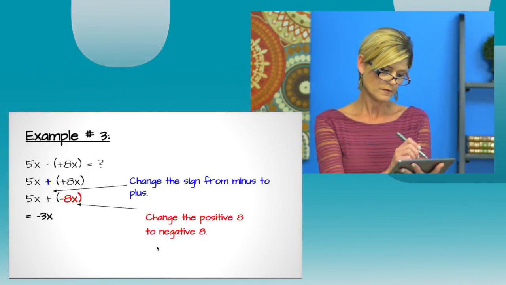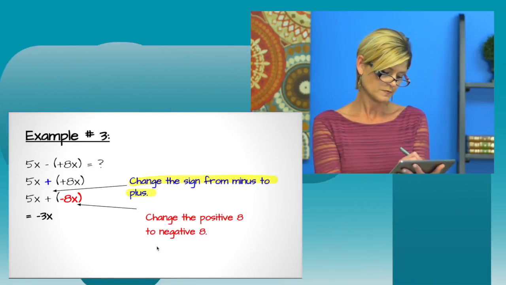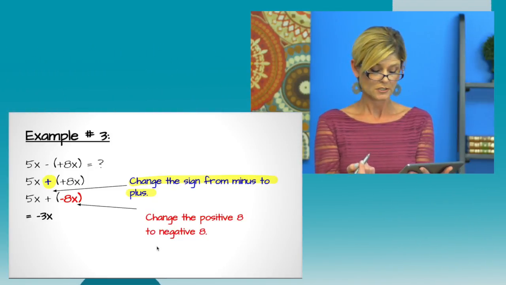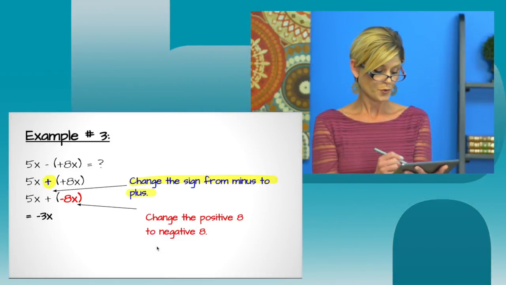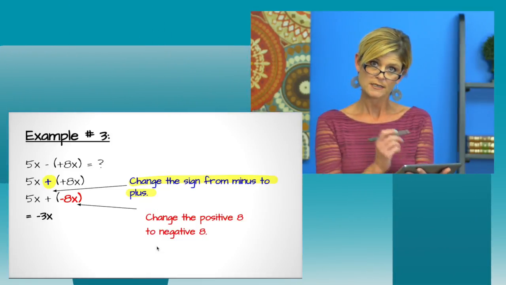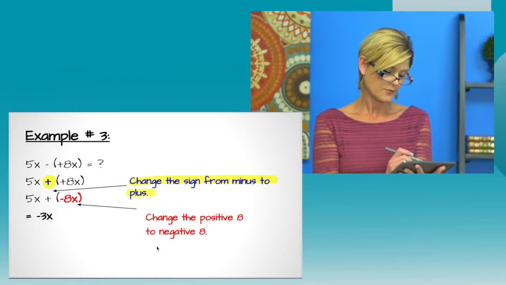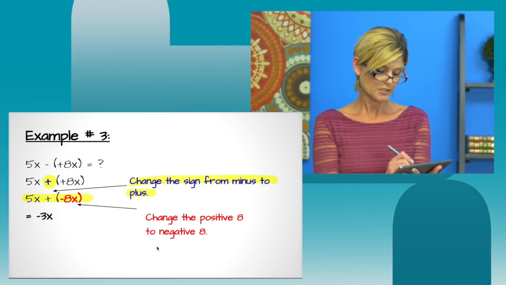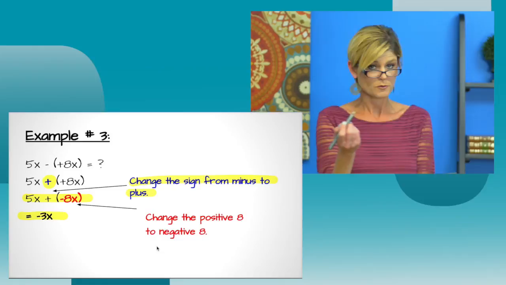Step 1, change that sign from a minus to a plus. Step 2, change the sign of the second number to its opposite. Previously we had a positive 8x. Now we're just going to switch it to negative 8x. That's pretty simple. And now we have 5x plus a negative 8x, which gives us negative 3x. It's actually really fun if you could just remember the steps.